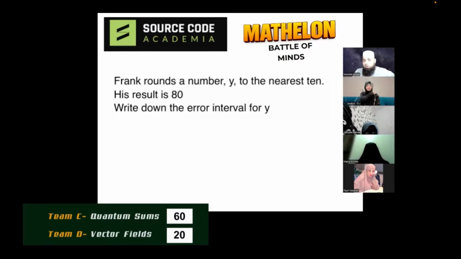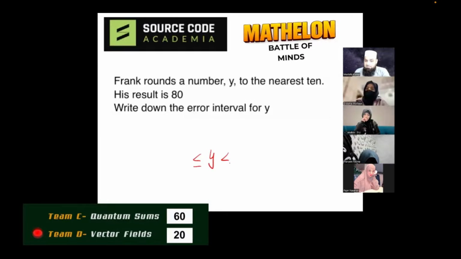Frank rounds the number y to the nearest tens. His result is 80. You need to write down the error interval for y. y should lie between... Team D, Asma Murtaza. 79.6 and 80.4. It's to the nearest 10, and unfortunately your answer is not correct.